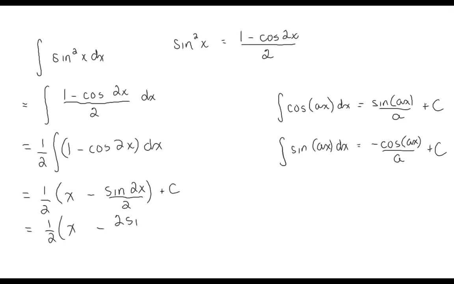2 sine x cosine x over 2 plus c. And then we could cancel the 2's there. So 1/2 x minus sine x cosine x plus c. So that is that problem using trig identities. We can also do that problem with a reduction formula.